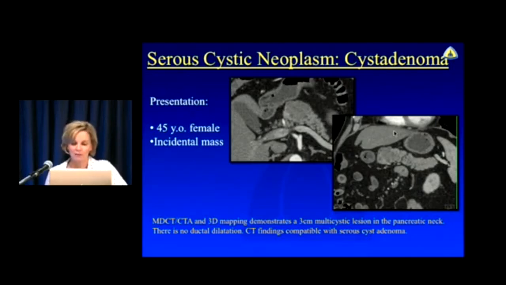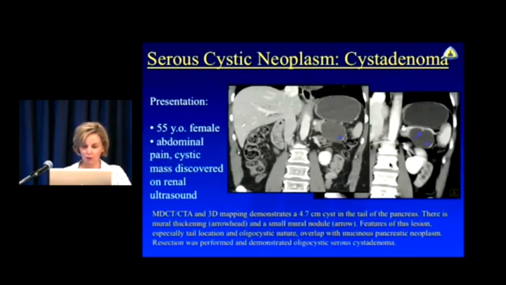I don't like it for IPMN because you don't see communication with the duct, right? So then you would go, it's either a mucinous cystic neoplasm or serous cystic tumor. And sometimes you can't tell and you're going to have it resected, but this one I think there's enough of small little locules that would make you favor a serous cystadenoma.